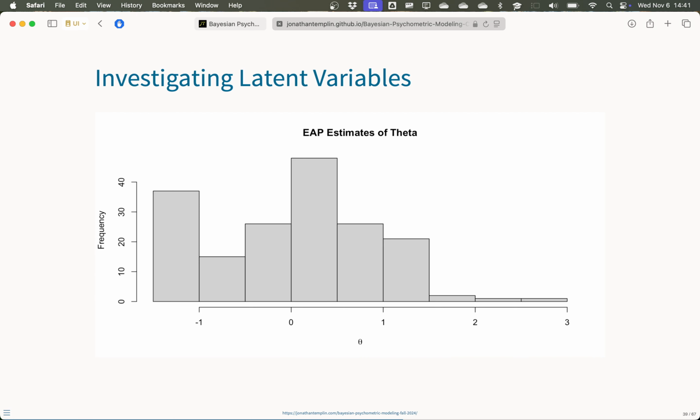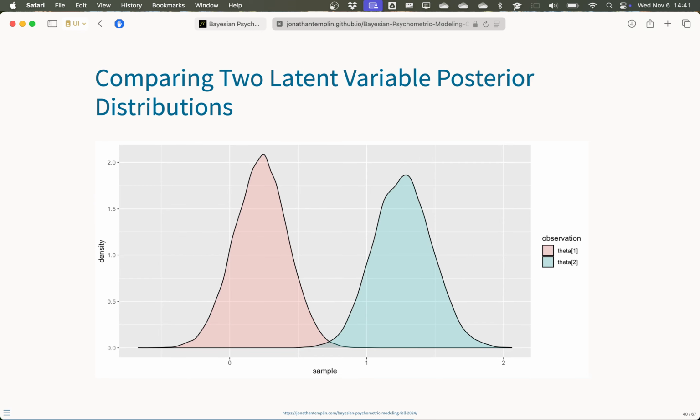Once again, we can look at our EAP estimates of theta. Our distribution looks very similar to the ones we had before, although not identical. We can also look at 2 different posterior distributions of theta. This is person 1 and person 2. They're a little bit wiggly. I could have run the chain longer. That would probably smooth them out a bit. But for now, this seems to be okay.